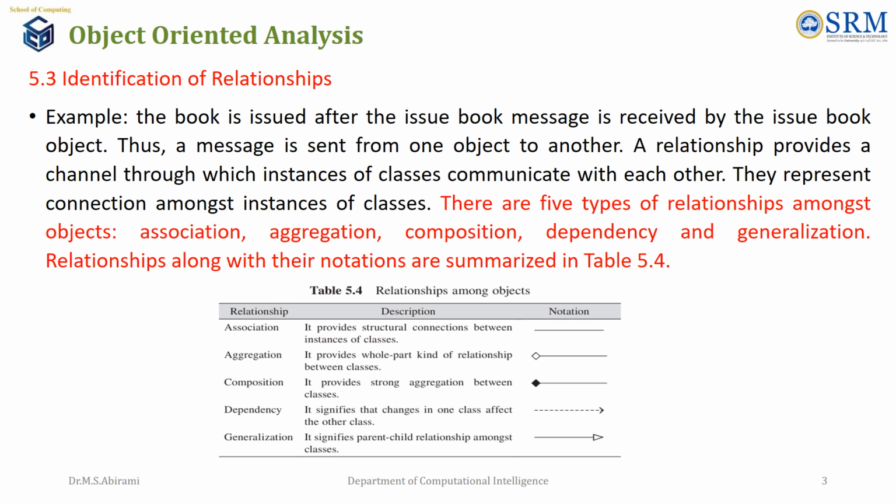Association provides structural connections between instances of classes. Aggregation provides a whole-part kind of relationship between classes. Composition provides strong aggregation between classes. Dependency signifies that changes in one class affect the other class. Generalization signifies a parent-child relationship among classes. The notations for these relationships are also mentioned in table 5.4.